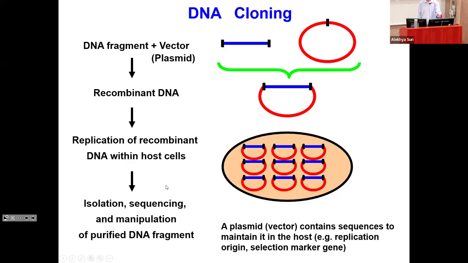So what you do is you put this piece of DNA fragment in this circular structure called a vector or plasmid. You would insert this in this plasmid and create recombinant DNA, because it now has the DNA fragment and the plasmid. So it contains two different parts.